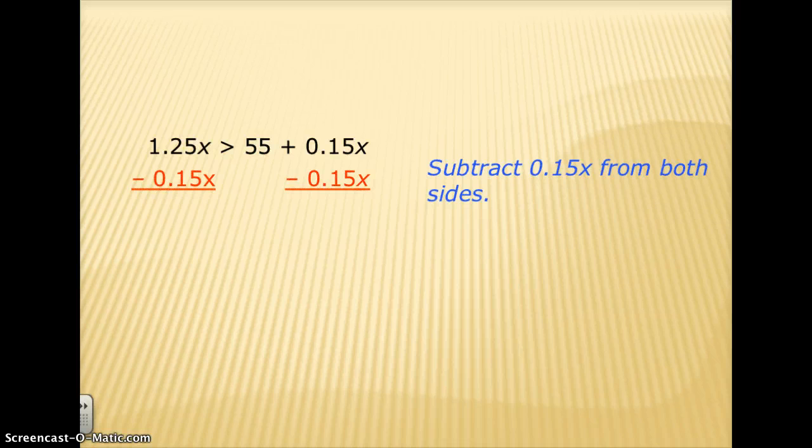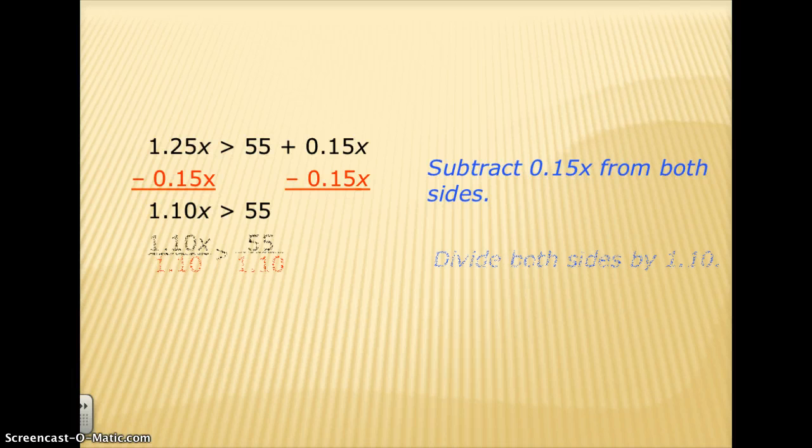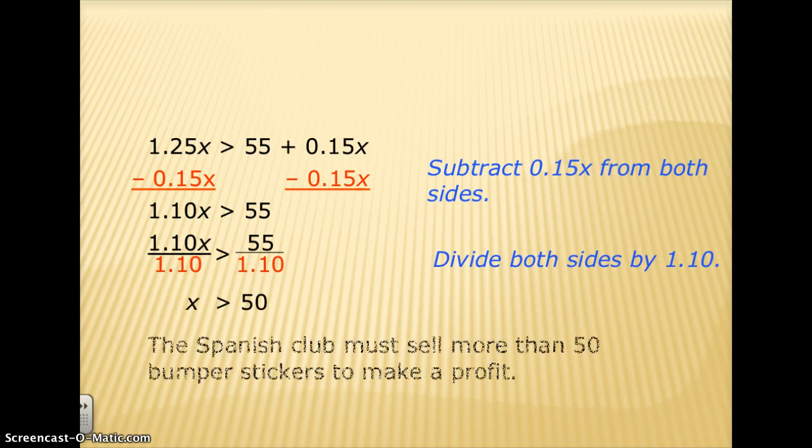Subtract 0.15x from both sides. So you get $1.10 times x is greater than 55. Divide by 1.10 on both sides. x is greater than 50. So that means that the Spanish club must sell more than 50 bumper stickers to make a profit. Notice that does not include 50. So technically they would have to sell 51 because they can't sell part of a bumper sticker.